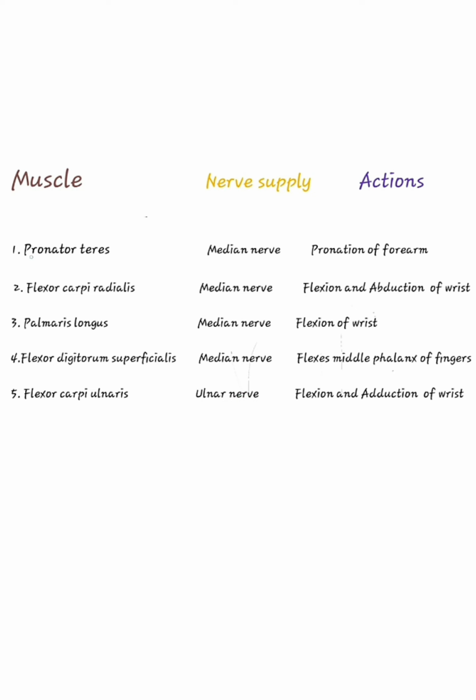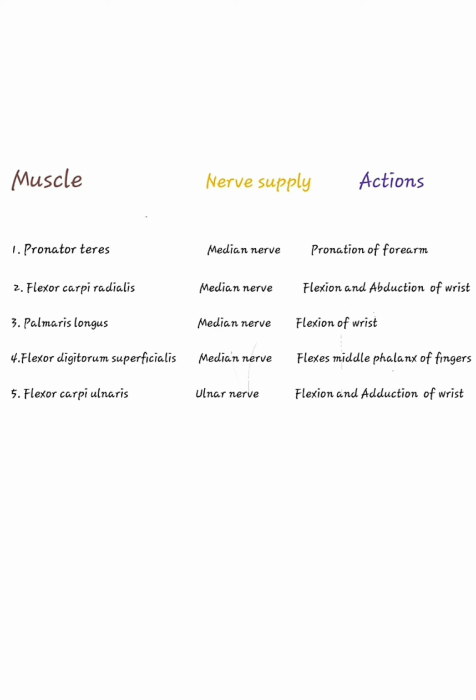Actions: pronator teres, its main action is pronation of forearm. It also helps in flexion of elbow. Flexor carpi radialis causes flexion and abduction at wrist joint. Palmaris longus causes flexion of wrist.